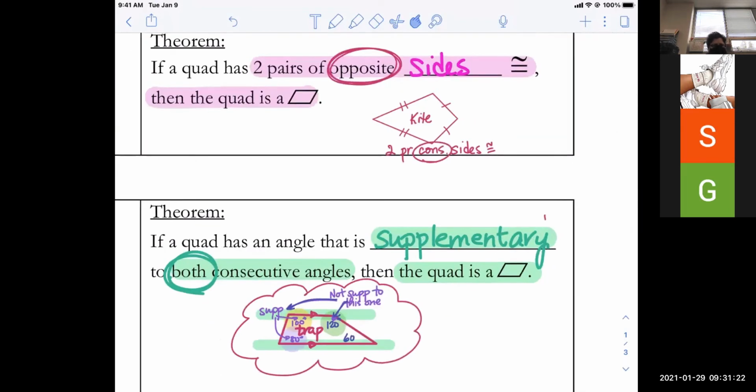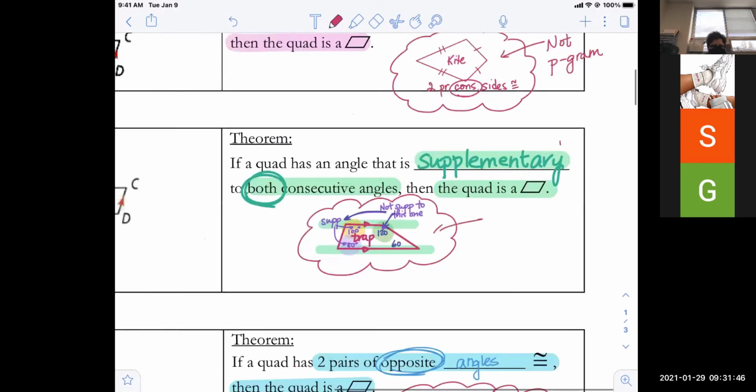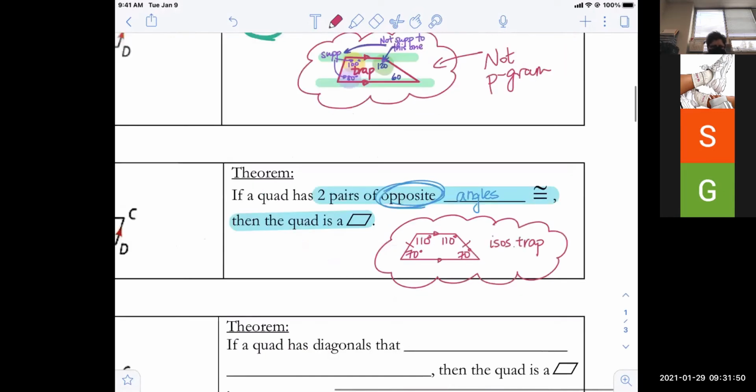Okay, and then again, for a quad to be a parallelogram, we need opposite sides congruent, because if you just have two pairs of any sides that are congruent, it may not be a parallelogram. Okay, a kite is not a parallelogram. A trapezoid is not a parallelogram. An isosceles trapezoid, not a parallelogram.